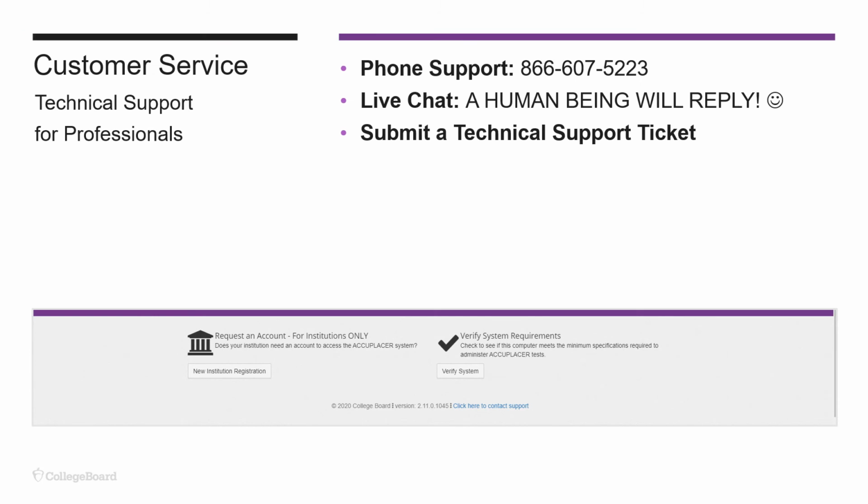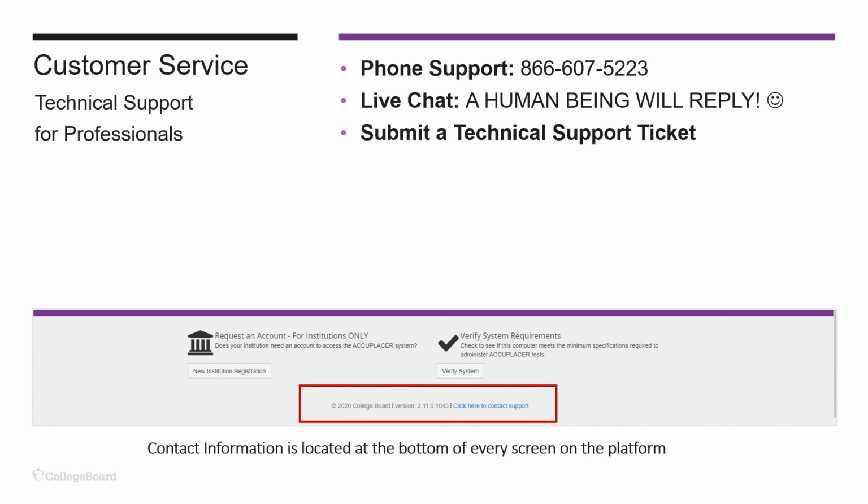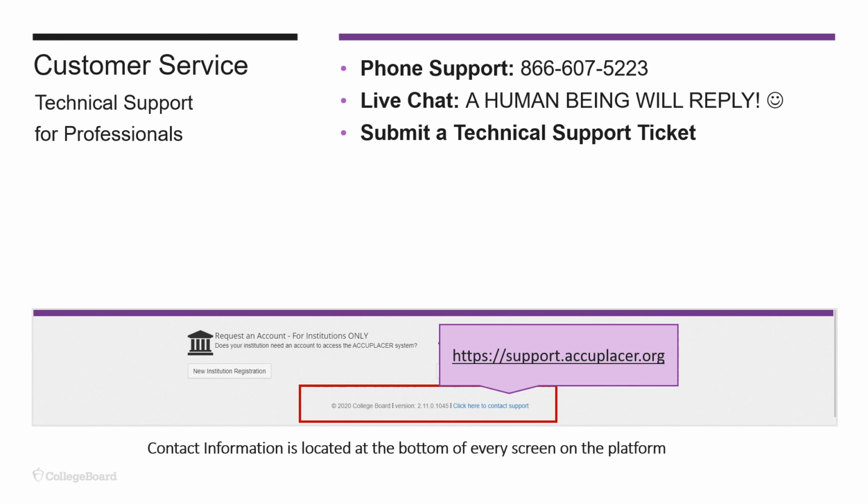During testing, if a student gets an error message on their screen, the first line of defense is your local technology department to make sure the error is not a local issue. If you determine it is not a local issue, contact customer service from the link at the bottom of the student's screen. If you have any questions, you have several options for assistance. Phone. The phone support number is 866-607-5223. You may also use the live chat feature where a human being will actually reply, or you may submit a help ticket if you cannot reach customer service.